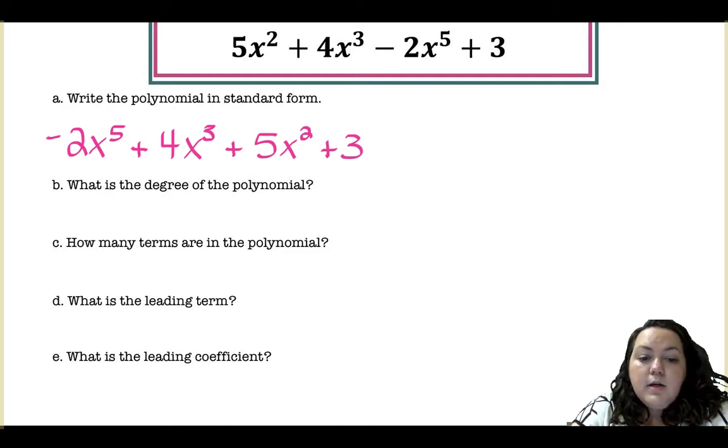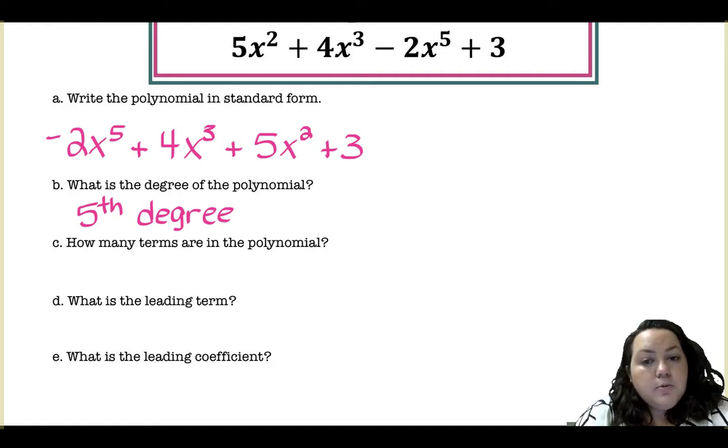What is the degree of the polynomial? I need to look at the front if it's in standard form, the largest exponent that it has, so it's a 5th degree polynomial. How many terms are in the polynomial? Okay, the terms will be separated by addition or subtraction, and there are 4 terms.